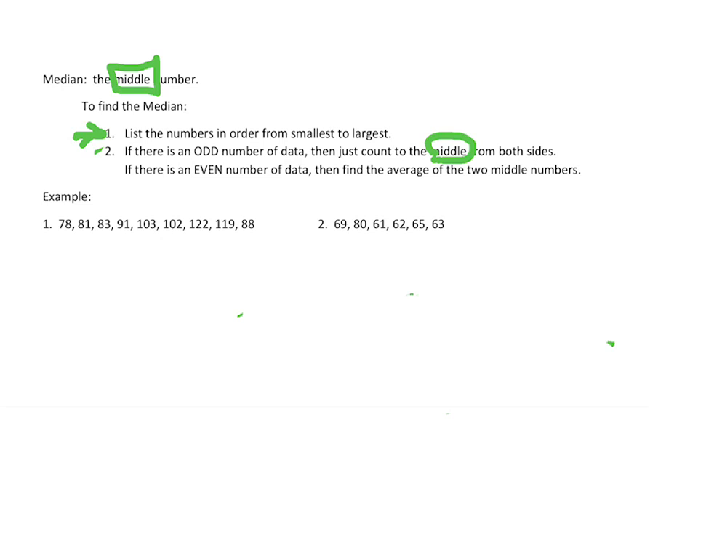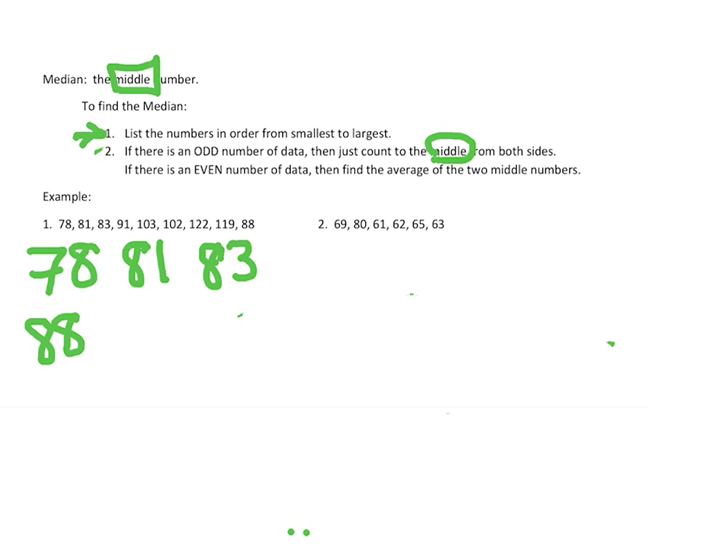So here, let's do the example. So you have 70, 78, and then we've got 81, and then I have 83, and then I have 88. 88's way over there, see it? Oh, shoot.